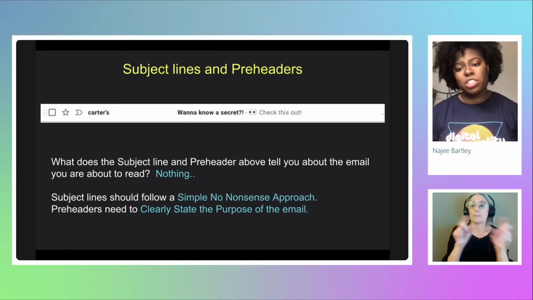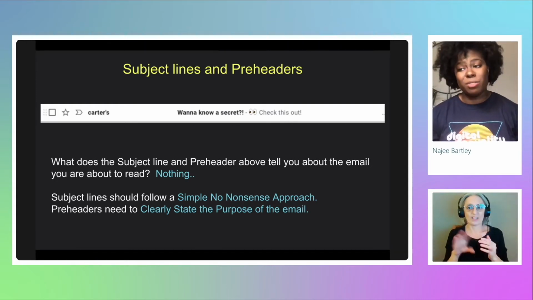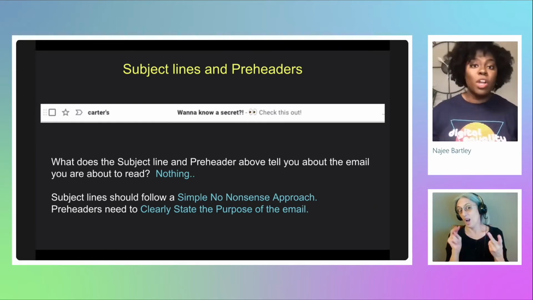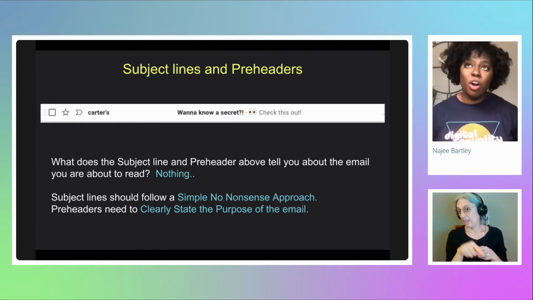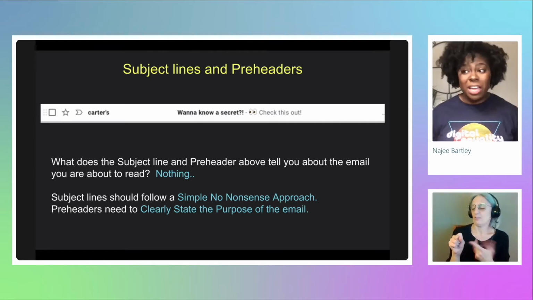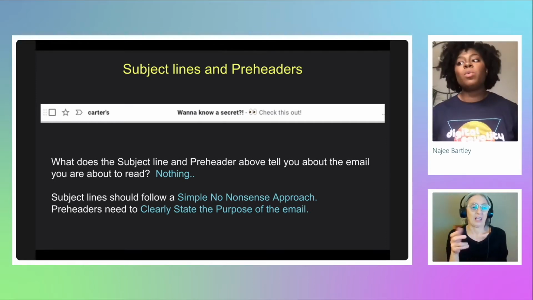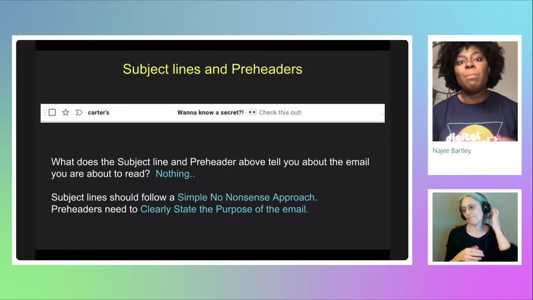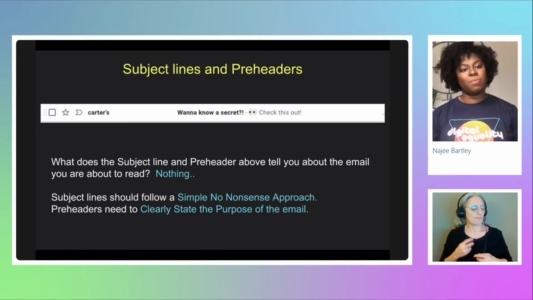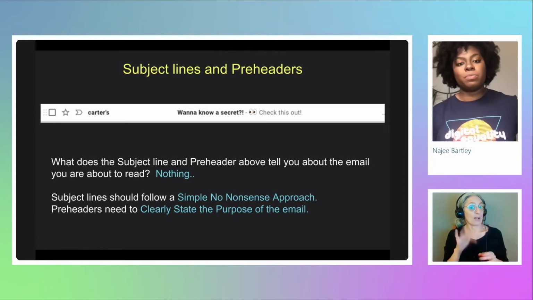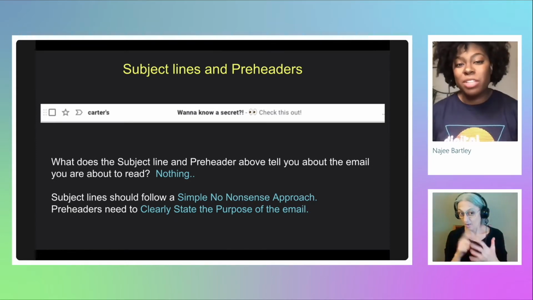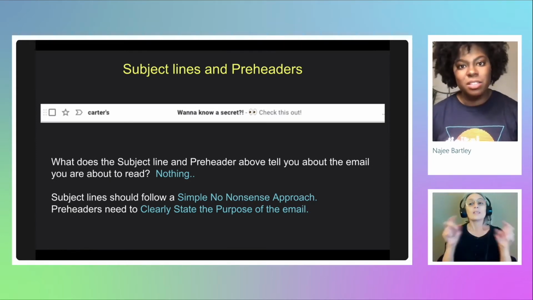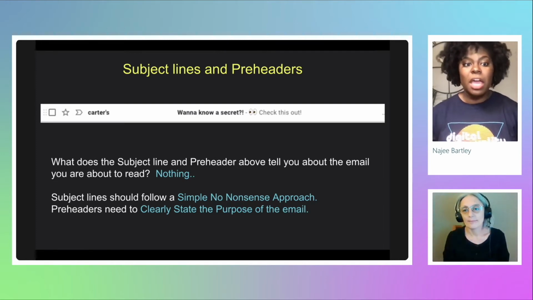Want to know a secret? Check this out. I don't know. Do I have the time to check it out? Do I want to look at it? Do I want to know what's inside? It's from Carter's. Do I feel like looking? So many questions that we have yet to ask ourselves before we even open the email. So let me tell you, this subject line tells me nothing. Doesn't tell me anything at all, actually.